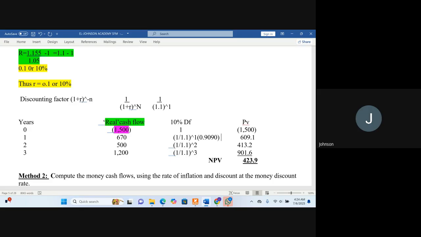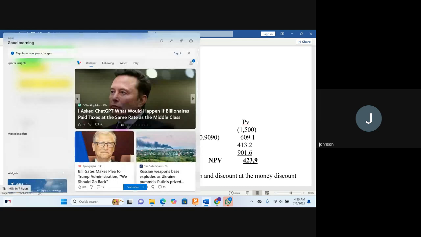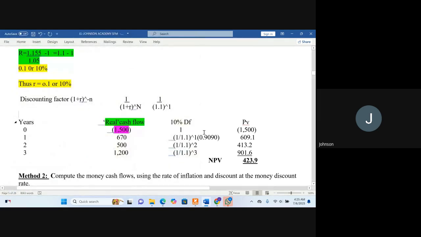So you go to 0. What do you call it? So for year 2, yes, for year 2, 0.8264. Okay, 0.8264. So that is what we have over there.